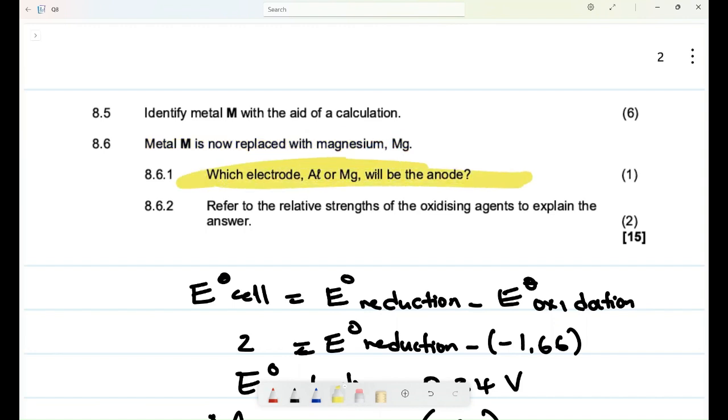Which electrode, aluminium or magnesium, will be the anode? Now we cannot be sure. We cannot say aluminium was the anode, therefore this one will be the cathode. No, we have to double check.